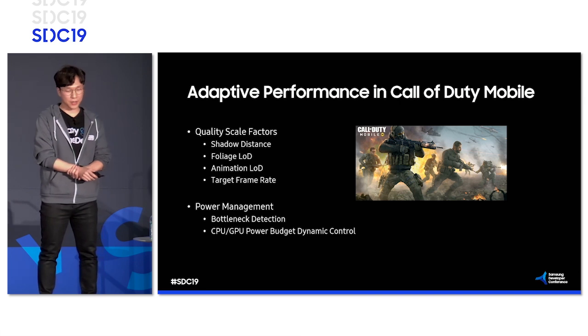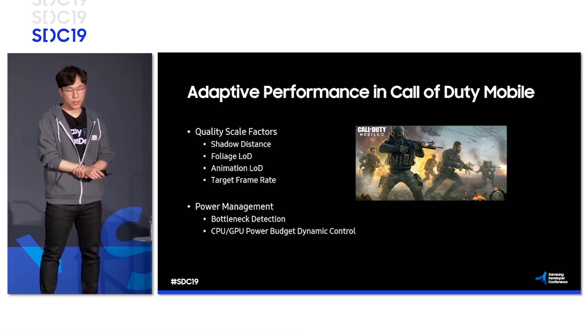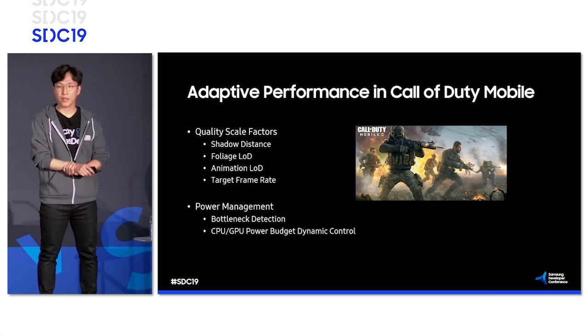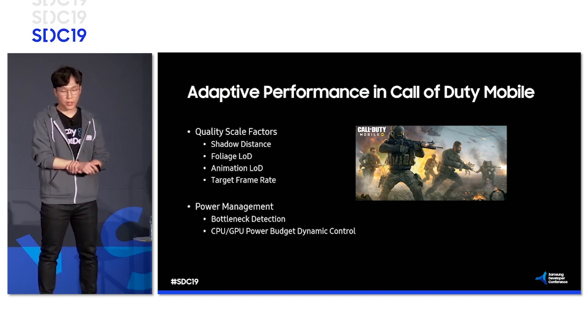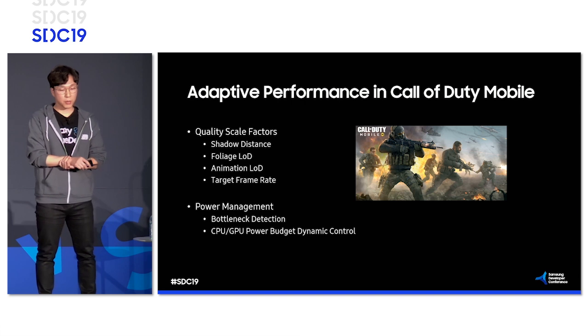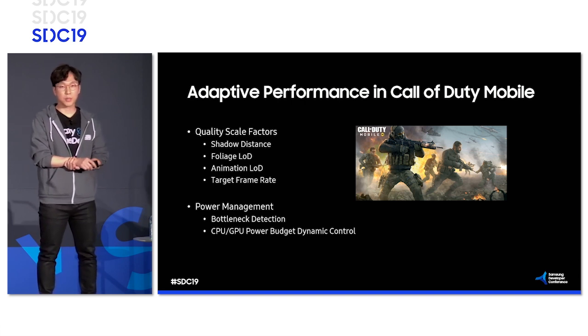So let's take a look at adaptive performance in Call of Duty Mobile. First, the quality scale factor will adjust through power management, temperature trend, and thermal throttling information. For the quality scale factor, shadow distance, foliage LOD, animation LOD, and target frame rate adjustment were applied. And power management is working with the minimum CPU and GPU power budget. Dynamic control was performed by bottleneck detection of the current frame.